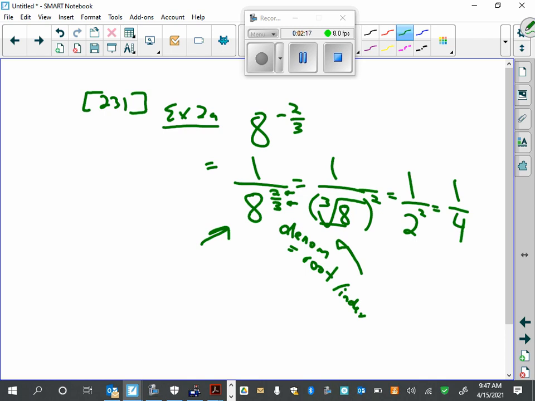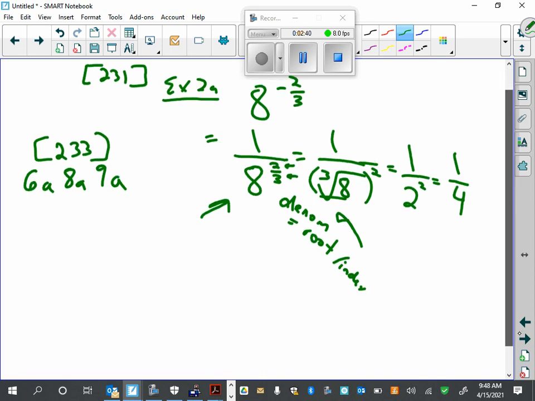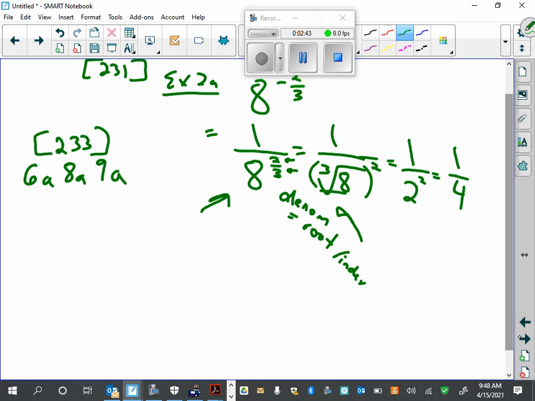Okay, I want you to do these ones right now in your textbook. If you don't have your textbook, I'll write them on the board. But if you have a textbook, go to page 233 and do 6A, 8A, and 9A. Go ahead and do these, my friends. I will write them on the podcast.